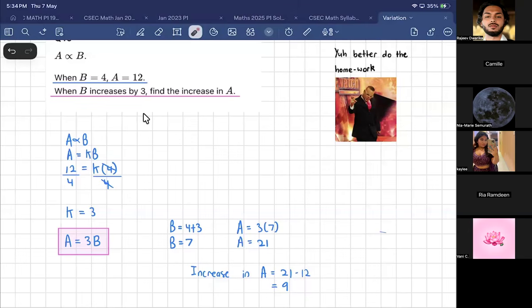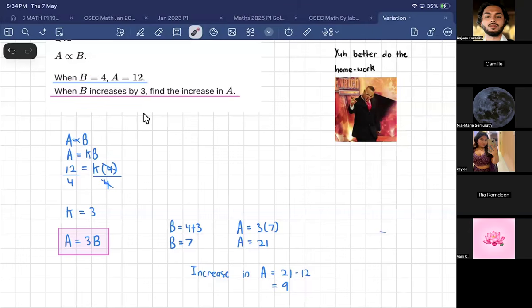Mm-hmm. And they're asking you to find the increase in A. So tell me, what was A originally? 12. What is it now? Well, you have to ask yourself, if we want to find the increase, you would need to find the original value for A and then the new value for A. It sounds like you didn't understand that, which is fine.